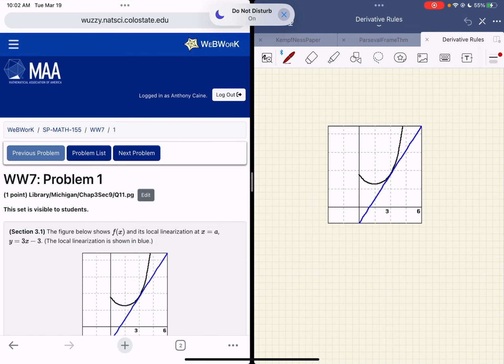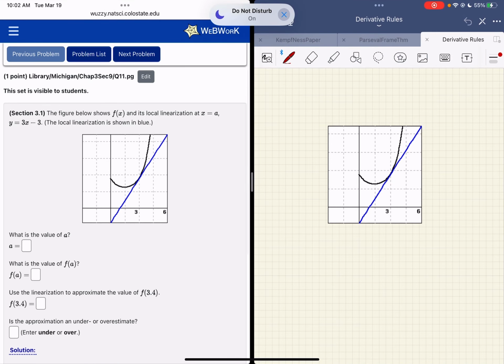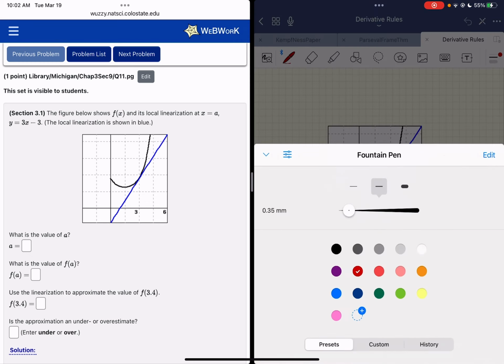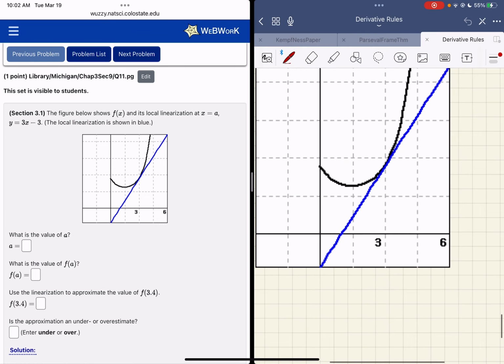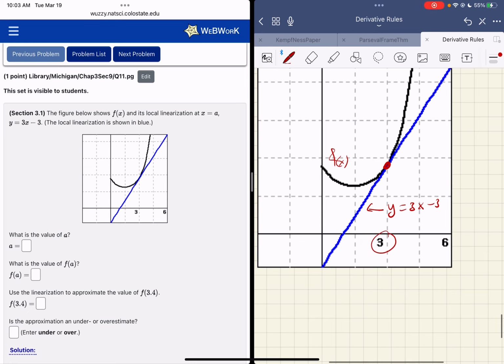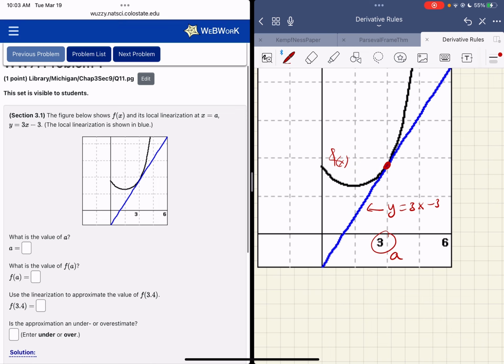All right, let's go ahead and do WebWork7. So this blue line here is the tangent line for our function, and the name of our function is f of x. Okay, so here's f of x. And this blue line, they tell us the equation is y equals 3x minus 3. So this spot of tangency happens at x equals 3, and that's what we call a. So a is equal to 3.